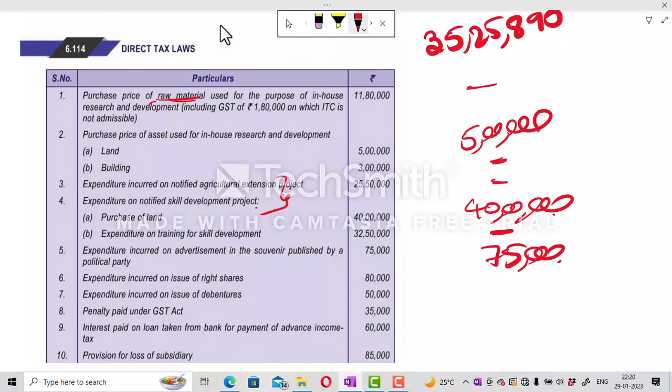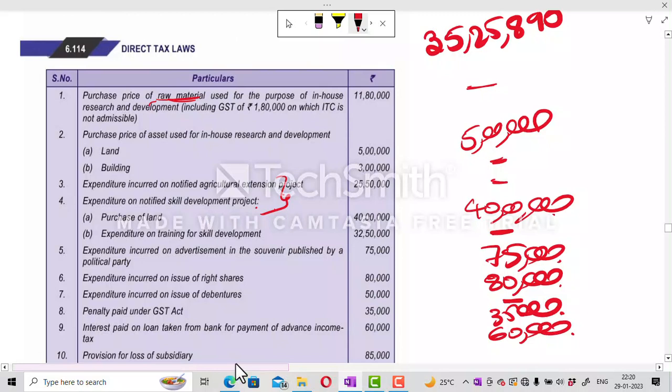Expenditure for rights issue is a capital expenditure. We should not take deduction of that expenditure, so 80,000 should be added. And issue of debentures, we can take the deduction of that. Penalty, we cannot take, 35,000 should be added. Interest paid on loan taken from bank for payment of advance income tax, any income tax, is not allowed, 60,000 should be added. Provision for loss of subsidiary, we cannot take that expense, we have studied it just now, 85,000. So add back all the ineligible expenses.